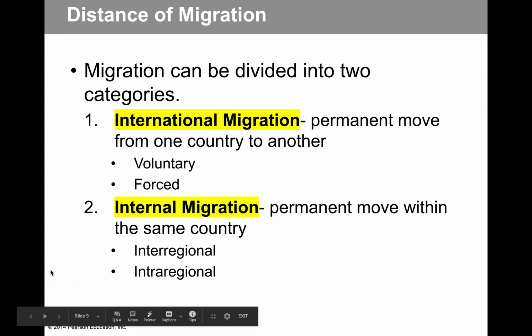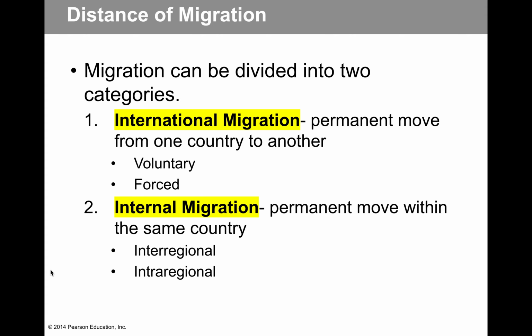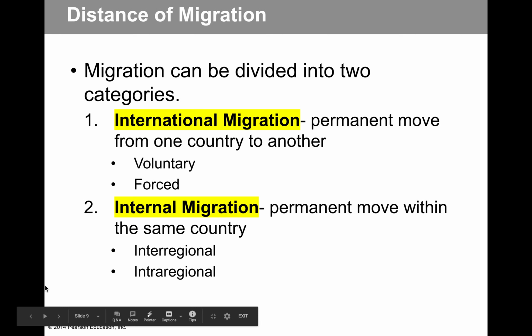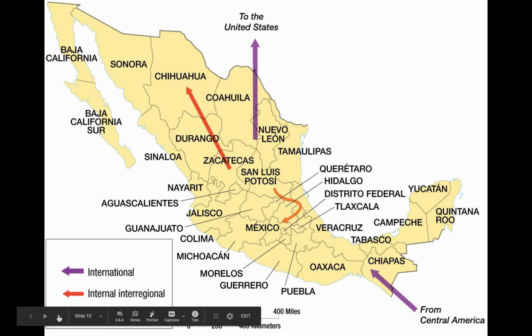Migration can be divided into 2 categories. The first is international migration. That's movement from one country to another. International can be either voluntary or forced migration. 2 is internal migration. Internal migration is going to be the movement in the same country, and that movement can be either interregional or intra-regional. And we'll get into those later in the notes.